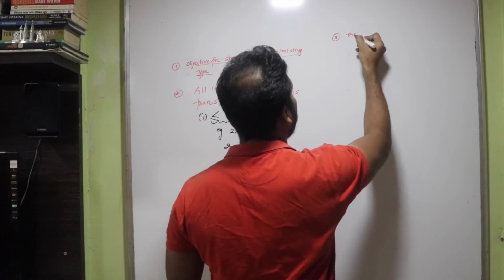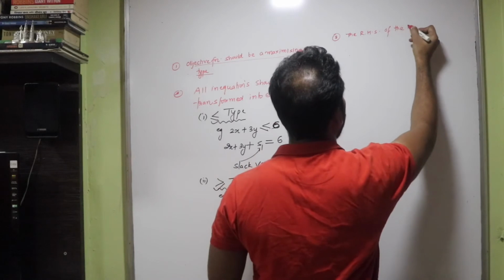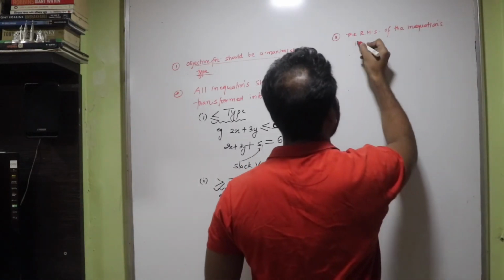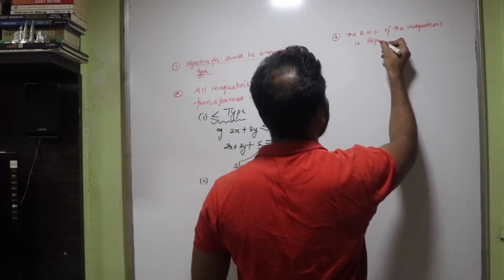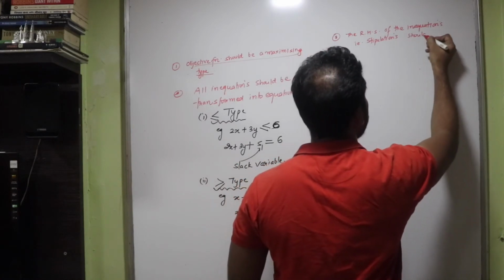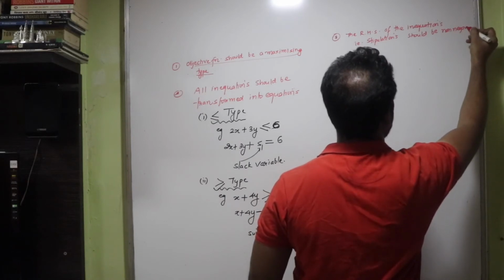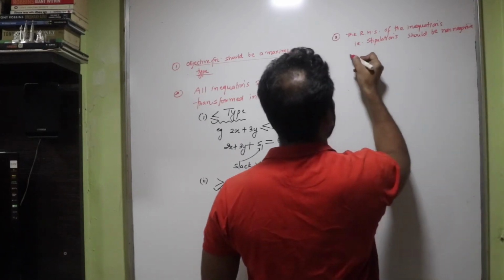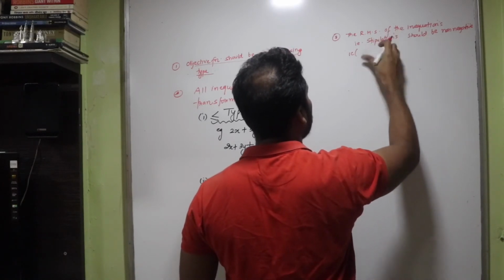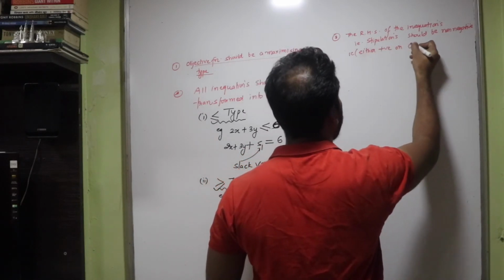The right hand side, the RHS of the inequations, that is, you call them as stipulations, should be non-negative. This is very important. It should be non-negative. That is either positive or it can be zero.